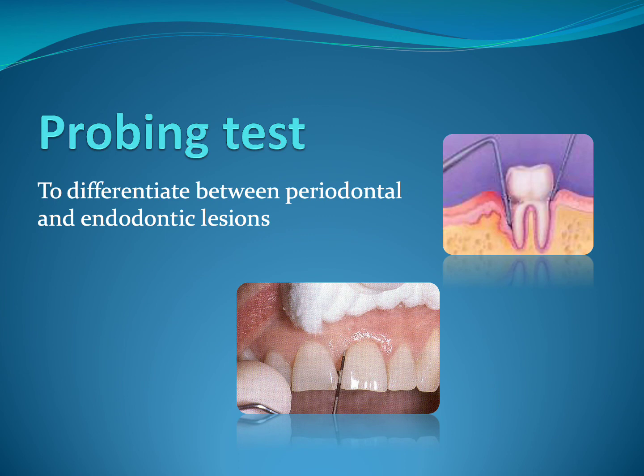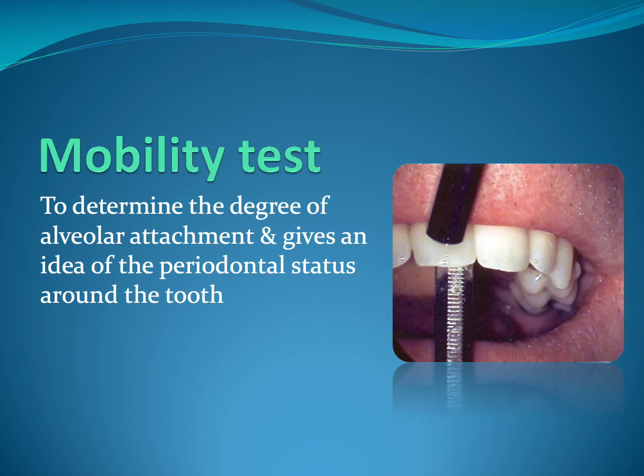Probing test, this is to differentiate between the periodontal and endodontal lesions. Mobility, it's very important. The degree of the mobility, we will decide if we can treat this tooth endodontically or not. If we have a fourth grade or a third grade mobility, so we cannot make a root canal treatment for this case, and we have in this case a periodontal problem, so we have to treat the periodontal problem or extract the tooth.